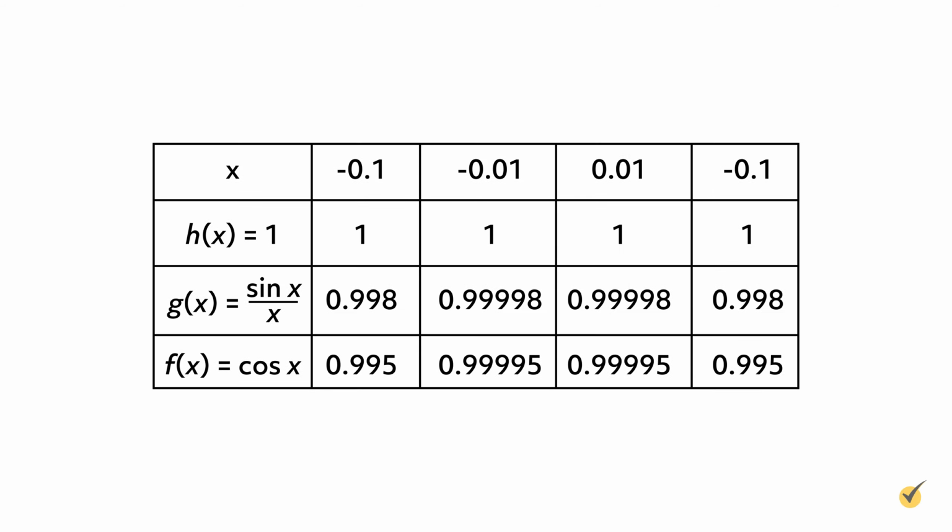Let's zoom in numerically. Of course, we can't use 0, but we can use numbers really close to 0. No matter how close to 0 we get, the values of g of x are always between the values of f of x and h of x. So what does this do for us?